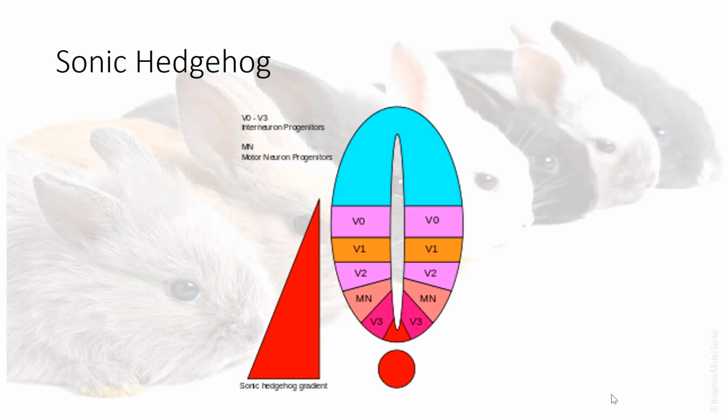All right, so the most common, the most talked about, the most studied of our morphogens is called sonic hedgehog. And so here you can see the gradient.